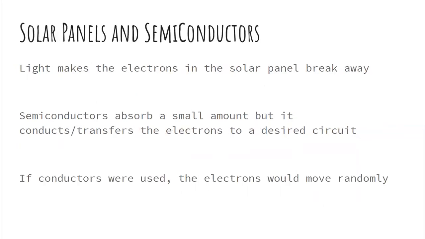That's why, for solar power panels, we use semiconductors. When the light hits the solar panel, the electrons break away. If we were to use normal conductors, the electrons would move randomly, and we wouldn't be able to use a current to transfer them to an electrical device. But the semiconductors, even though they absorb some of the electrons, still conduct and transfer them enough to a desired circuit, so we can take the electrical energy from the electrons to where we want it.